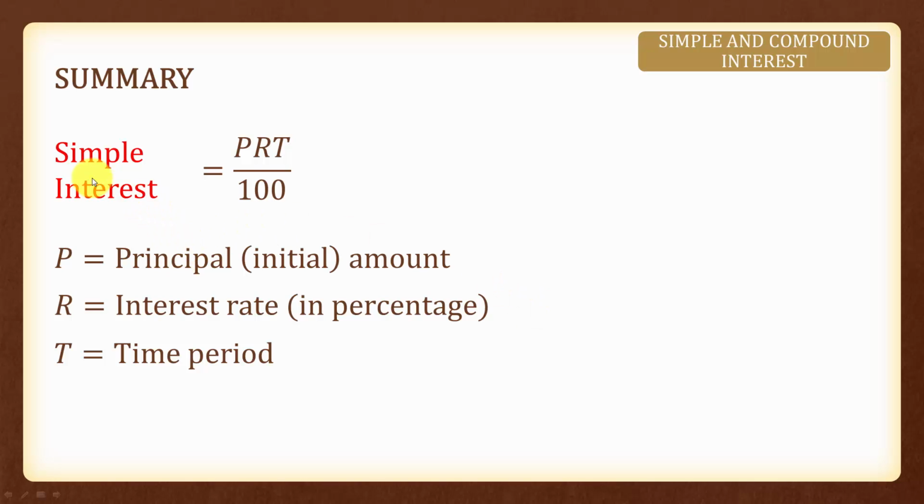In summary, the formula for simple interest is given by P times R times T over 100. And if the time period is in months, then the interest rate must be per month.